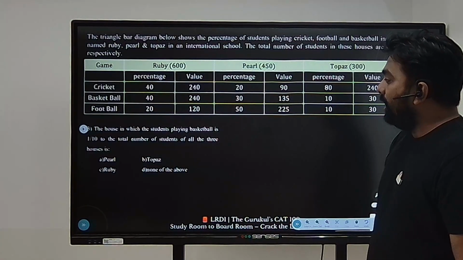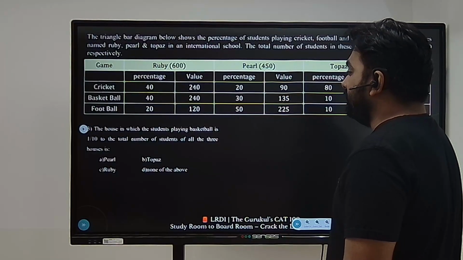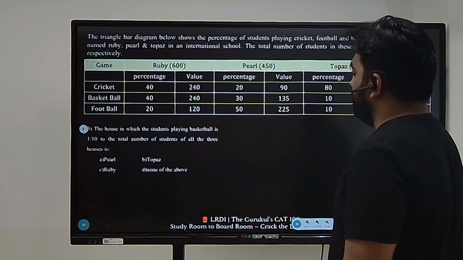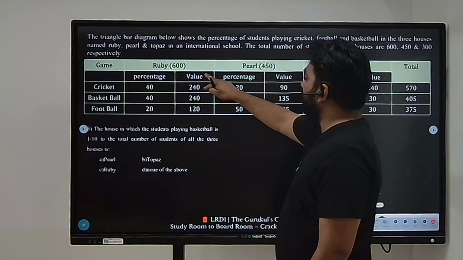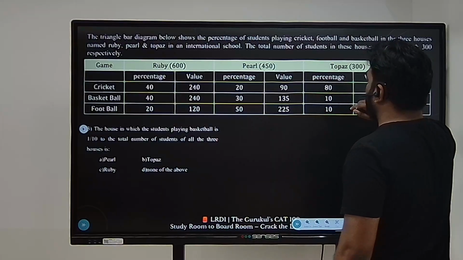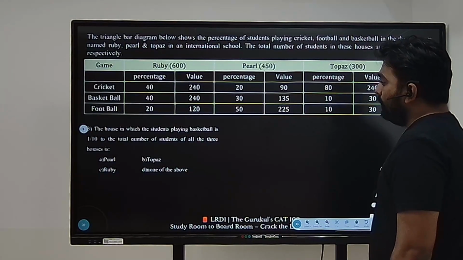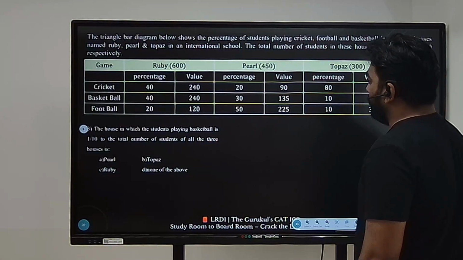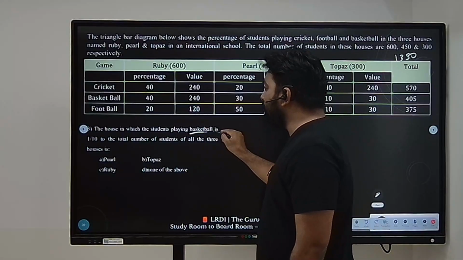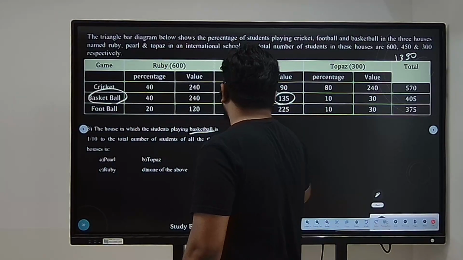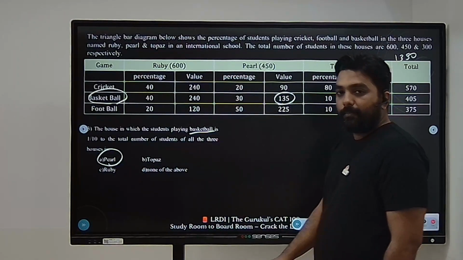Next one. The house in which the students playing basketball is 1/10 of the total number of students in all the three houses together. Total students in all the three houses together will be equal to 600, 450 and 300, which is 1350. 1/10 of 1350, that is 135. 135 is over here. They are talking about basketball. Perfect, it is working. This is in which house? That is in Pearl House. Clear?